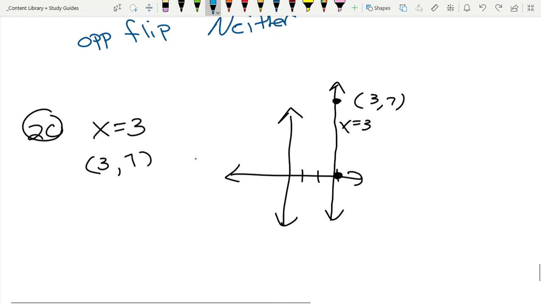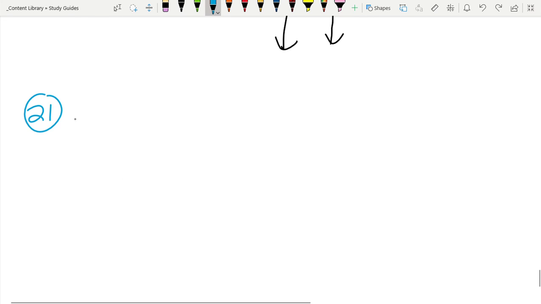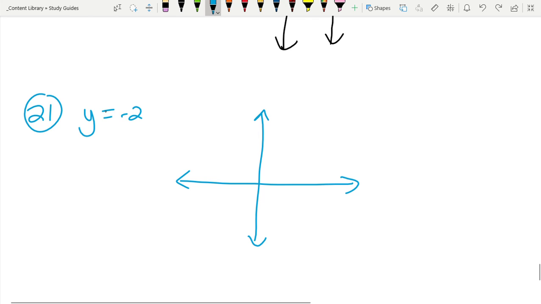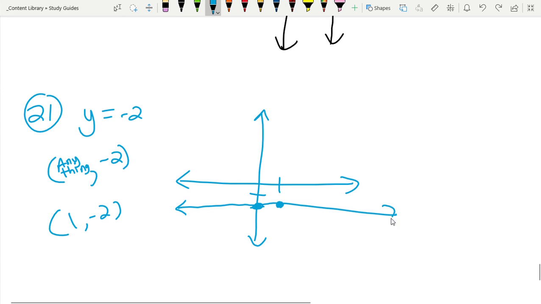When we do 21, same thing, but just this time they give you a y. So y equals negative 2. So I go to my graph. The only thing they tell me is that the y is negative 2, which is right here. That's one point. I need a second point to make a line. Well, they say the y is negative 2, so put a negative 2 there. Well, what's the x? Anything you want it to be. So I'm going to go with 1. So 1 comma negative 2 is right here, so it is a horizontal line. That is y equals negative 2.